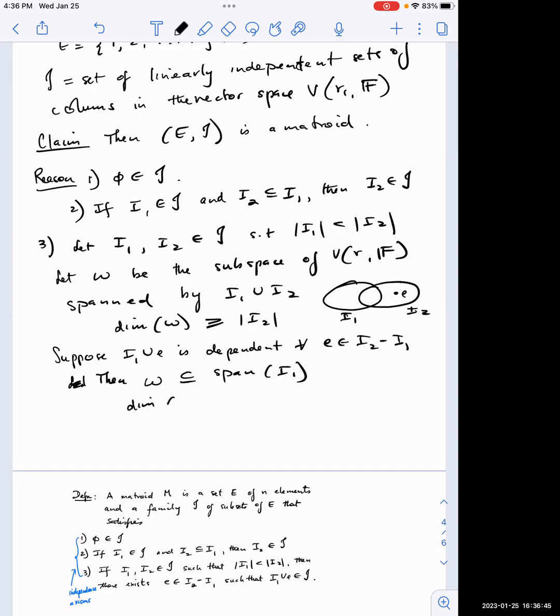And dimension W is going to be at least I1... less than or equal to, said that wrong. Dimension W is less than or equal to I1, at most I1. Therefore, you get I2 is less than or equal to I1, and that's a contradiction because we specifically chose I2 to be greater than I1.